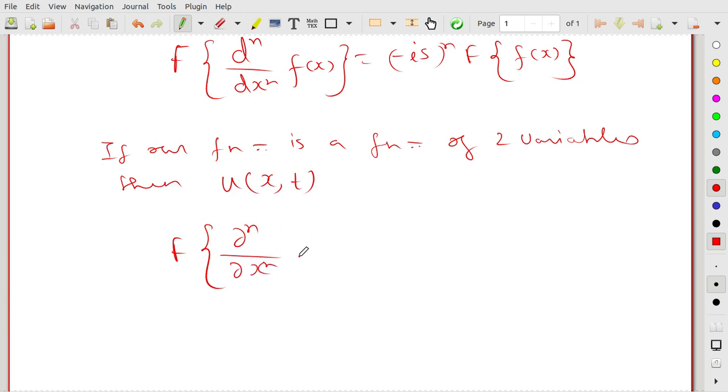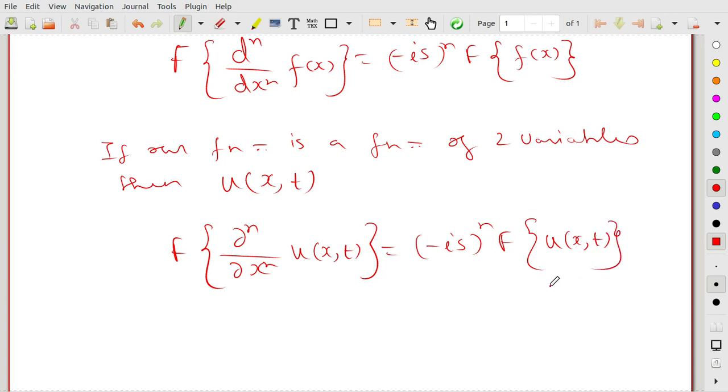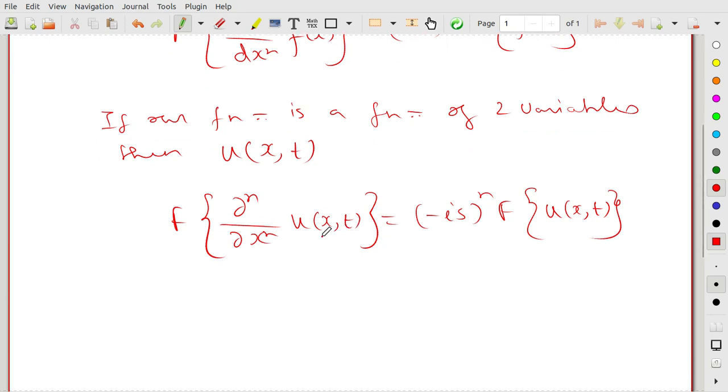to x, and if we take the Fourier transform, it is also equal to minus is times whole power n, Fourier transform of u. So this is the formula. You don't need to remember all these things, just remember this one.